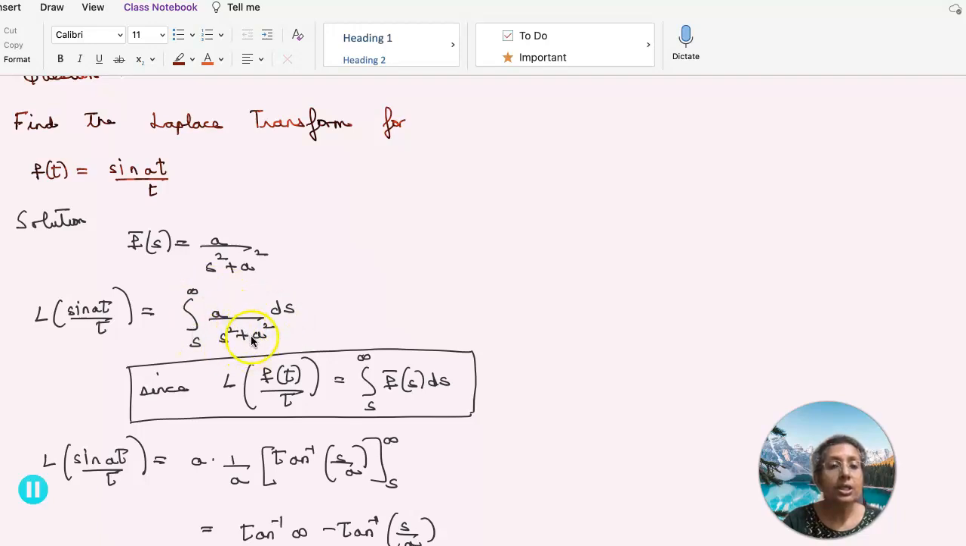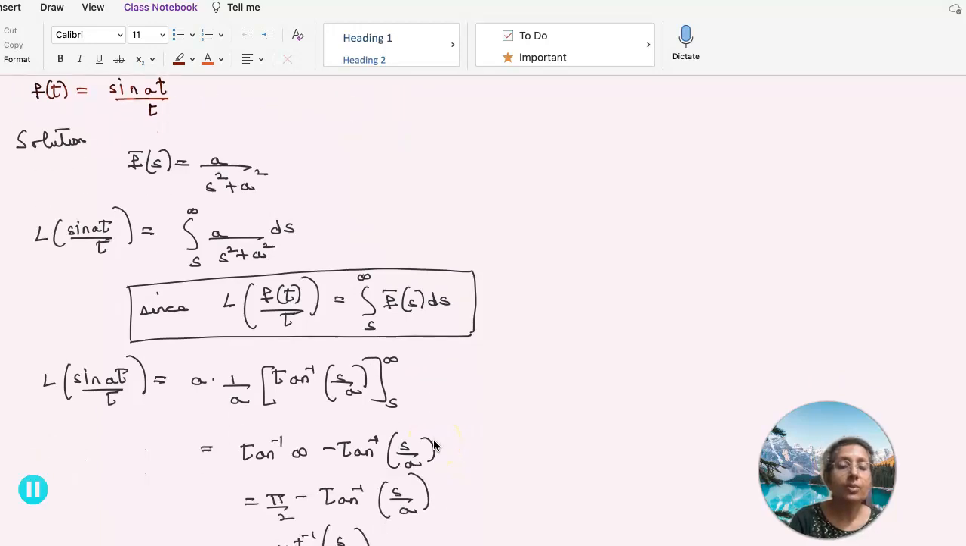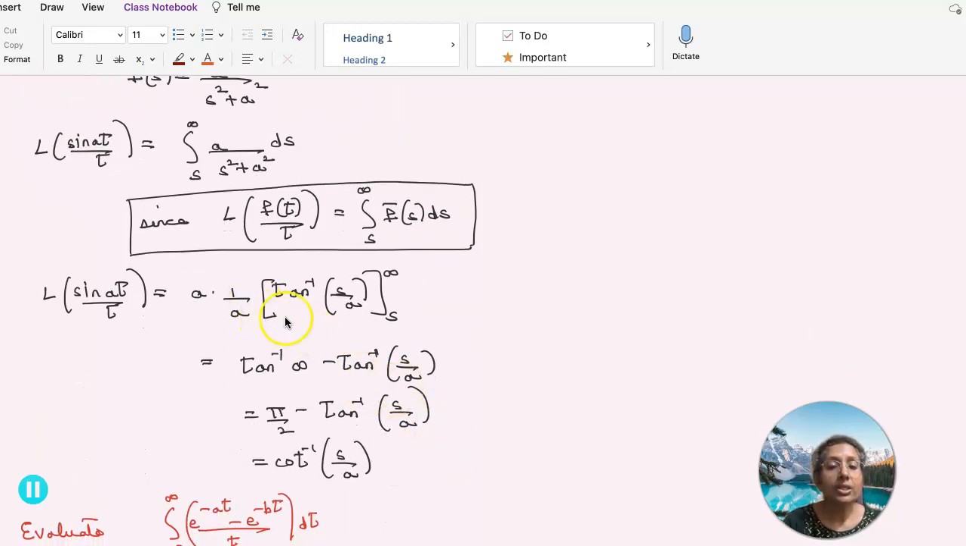So integrating this, the integral of 1 by s squared plus a squared is tan inverse s by a into 1 by a. We take out this a, so you get a into 1 by a tan inverse s by a within the limits s to infinity. And when you substitute the limits, the a gets cancelled: tan inverse infinity minus tan inverse s by a. What is tan inverse infinity? Pi by 2 minus tan inverse s by a. Now we have a formula in inverse trigonometry, namely tan inverse theta plus cot inverse theta is pi by 2. So pi by 2 minus tan inverse s by a will be cot inverse s by a.